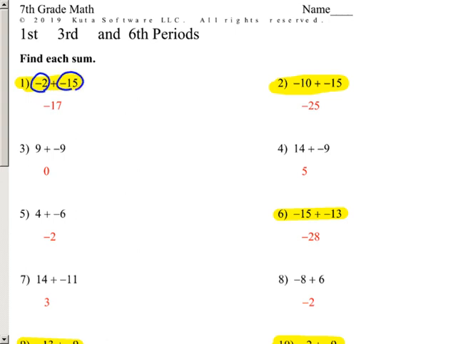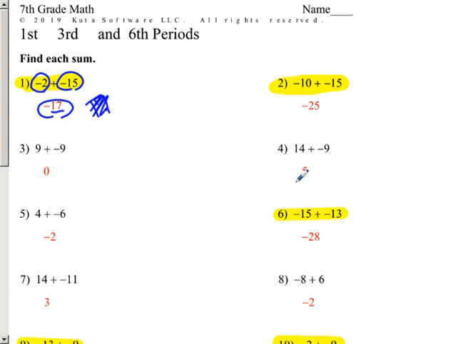See this? This is negative 2 plus negative 17. So when they're both negatives, just add them up as if they had no negatives. So 2 plus 15 is 17, but they're both negative, so make it negative. If you wrote positive 17, you made a mistake. So right here, these two numbers are negative. Add them up. What's 10 plus 15? It's 25. They're both negatives.